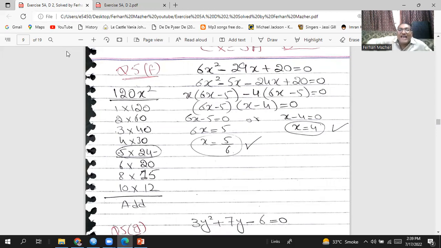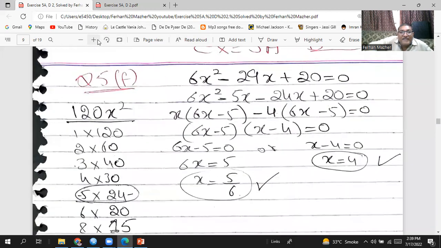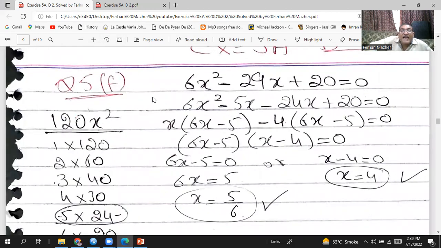Now you will have 6x squared minus 5x minus 24x plus 20 is equal to 0. From the first two terms, you can see that x is common, and when you take x common, you are left with 6x minus 5 in the bracket. From the last two terms, minus 4 is common. So you are left in the bracket with 6x minus 5 equals 0.